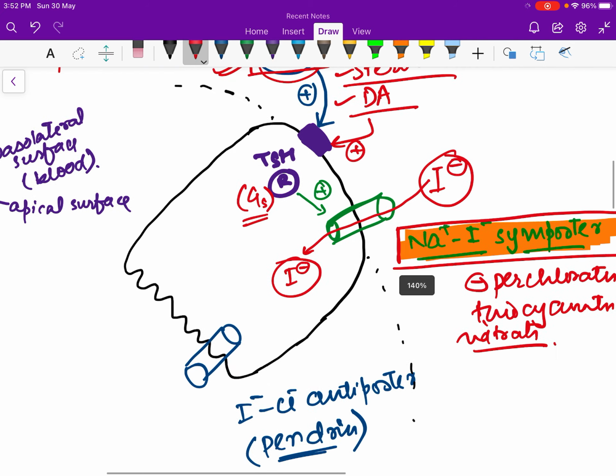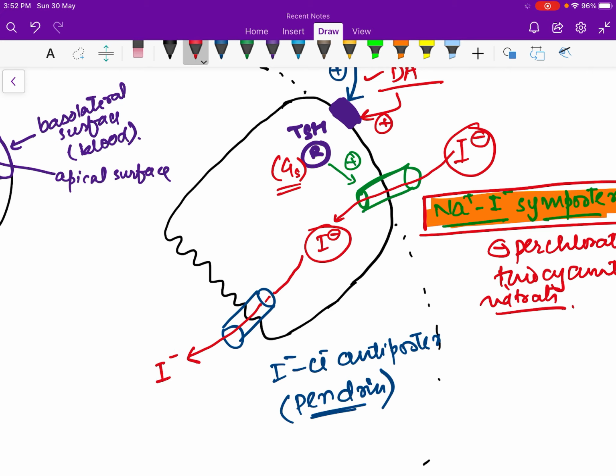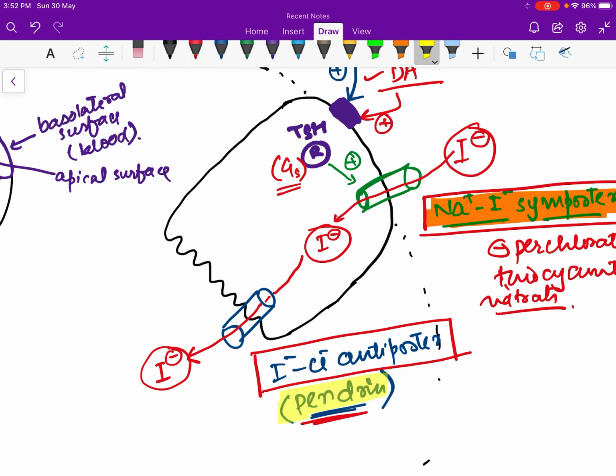Now, after these iodide ions enter, they cross the apical membrane through another transporter and reach the colloid. This transporter is called the iodide chloride antiporter, also called pendrin. That means it transports iodide ions into the colloid and chloride ions out of the colloid into the follicular epithelial cell.